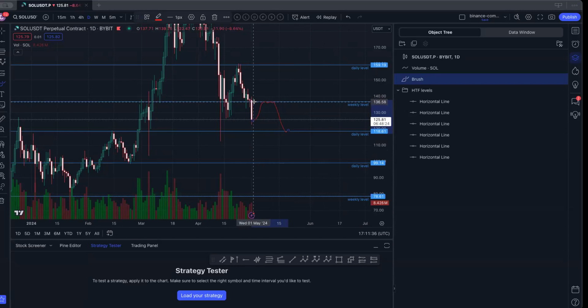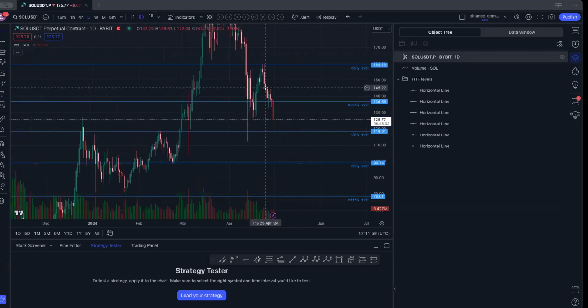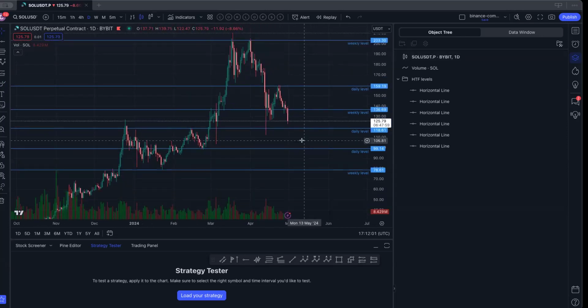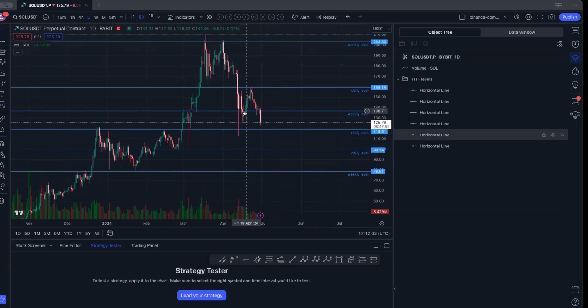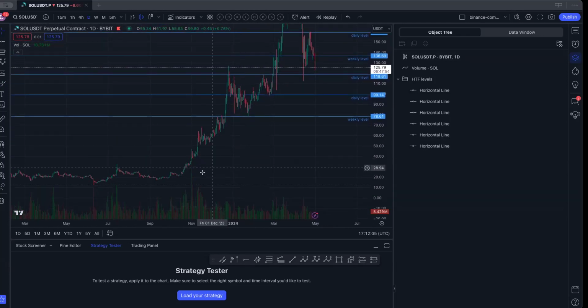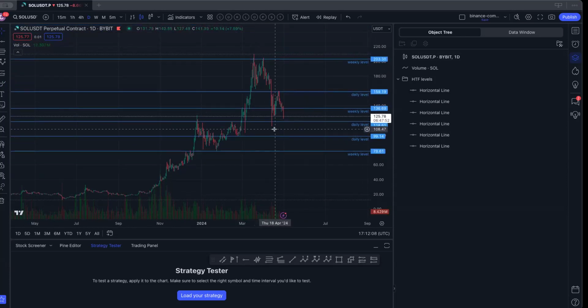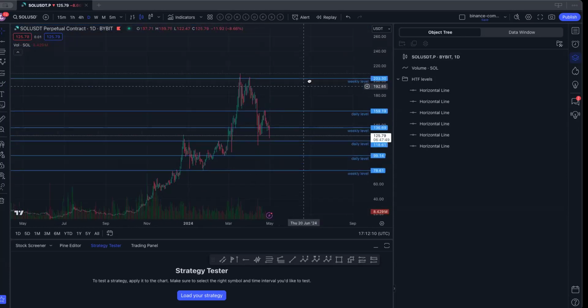Now price got acceptance below this level. We can say that price might visit this daily level, which is around 118, and we can see a potential bounce. Based on this level, you can take the trade, but let's see the further analysis. So these are the levels, and let's say this is a higher time frame chart and you want to do swing trading.